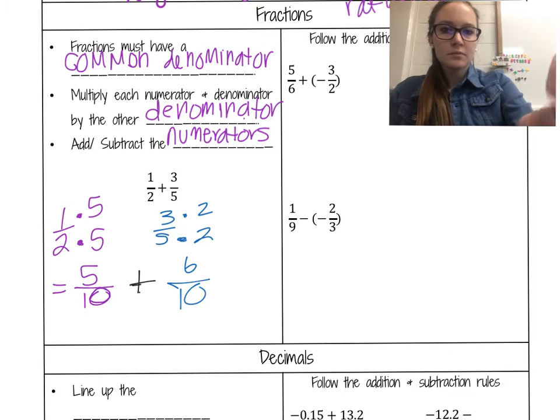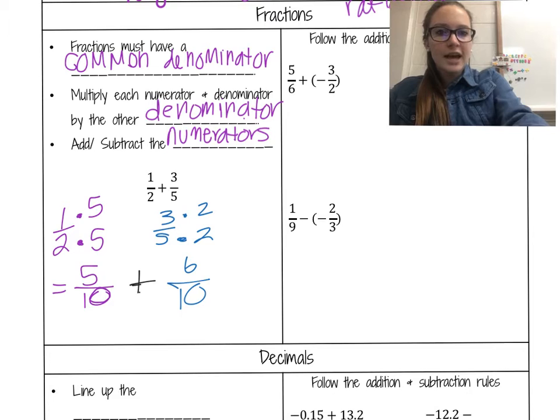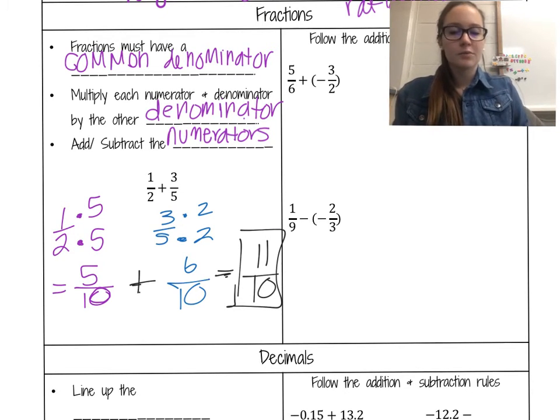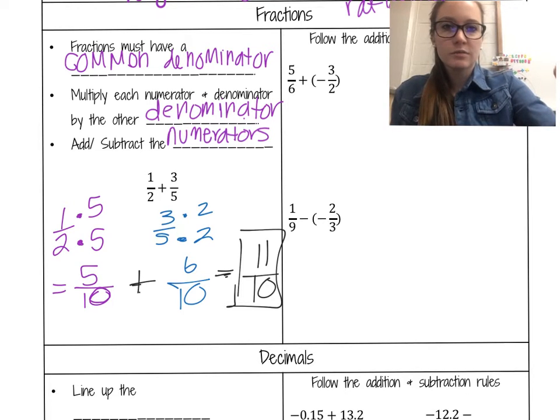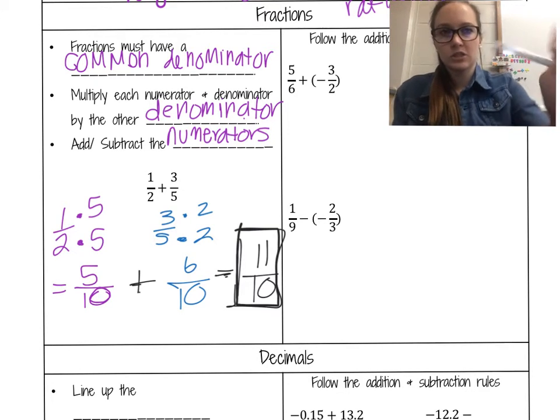Okay? So after I've done all that, I took 1/2 and made it into tenths. I took 3/5 and made it into an equivalent fraction out of tenths. And my new problem is 5/10 plus 6/10. So now I can just add the numerators together. 5 plus 6 is 11 over 10. And I'm fine if you leave it as an improper fraction. You do not need to change it to a mixed number. Right, because they have the same value. Changing it to a mixed number doesn't change the value.